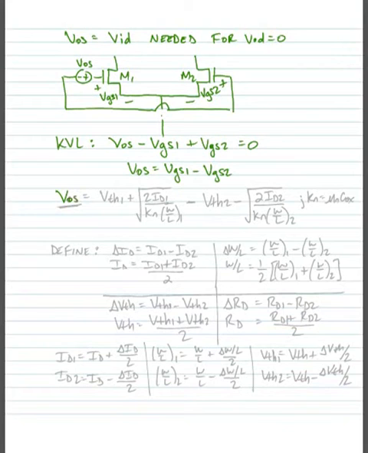Now ideally VGS1 and VGS2 would be equal to one another, but let's go ahead and write out our expression completely. So we can say VOS is equal to VTH1 plus VOV, which we can write as the square root of 2 times ID1 divided by Kn times W over L1, minus VGS2, which is equal to VTH2 plus the square root of 2 times ID2 divided by Kn times W over L2, where remember Kn is equal to mu n C ox.